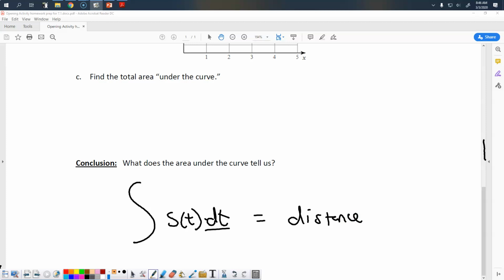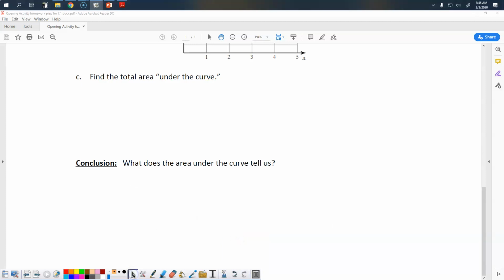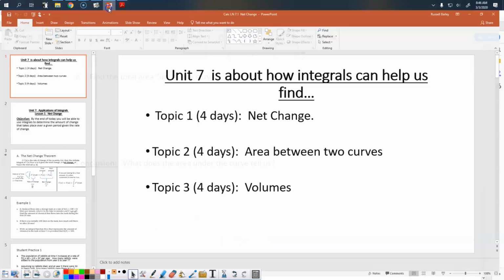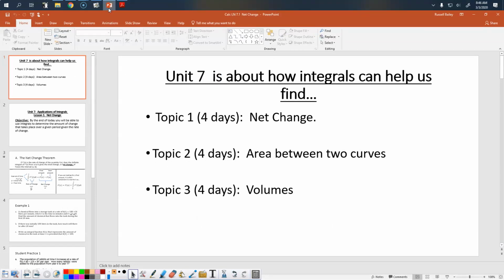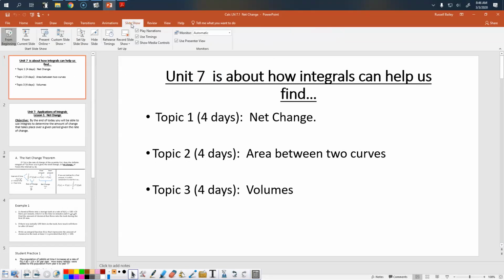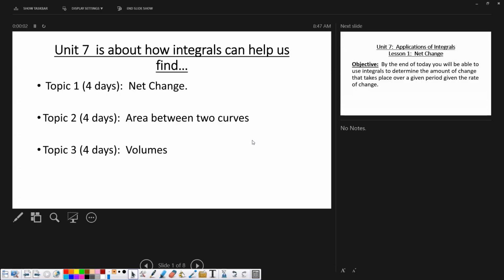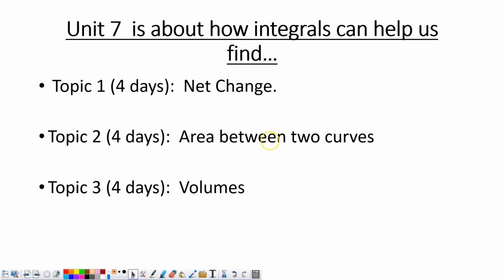So, let's go ahead and transition into our lesson here, and hopefully that will kind of prep our brains a little bit for what we're learning here. All right, so we're in Unit 7. This is our last chapter of calculus. After this one is done, let's review until your AP.